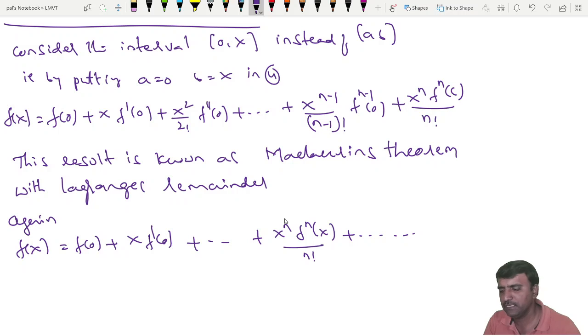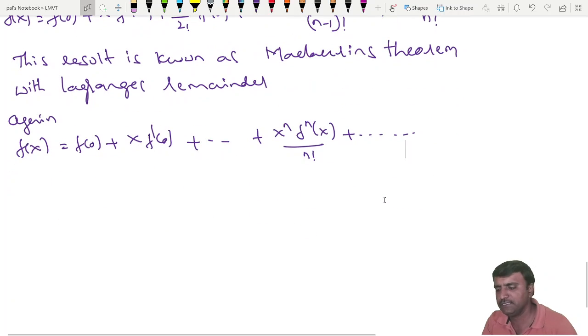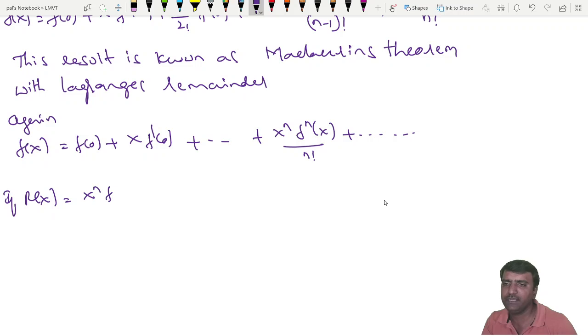So this continues. So here the question is, what happens to that term x to the power n into f n of c by n factorial? Suppose that R of x is equal to the last term, x to the power of n into f n of c by n factorial, and you take it as R of x. When n tends to infinity, as the value of n becomes larger and larger, R of x tends to 0.